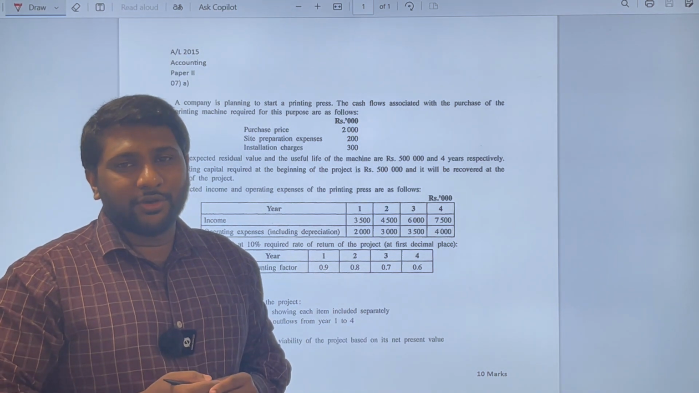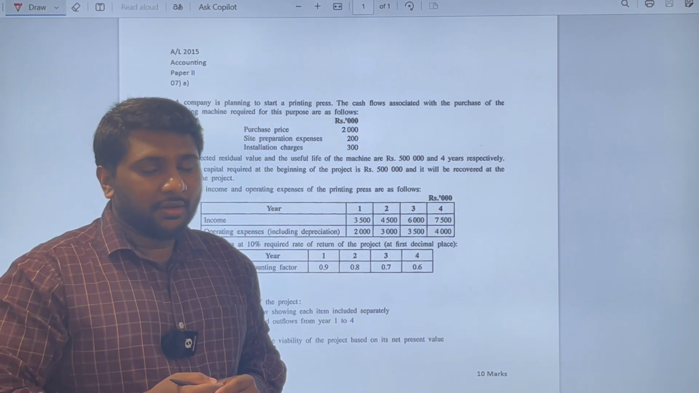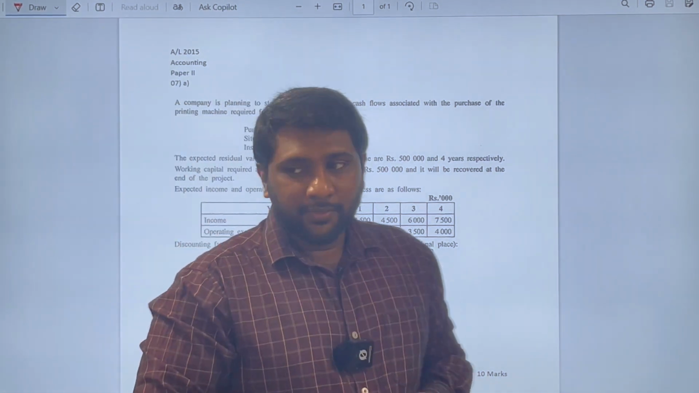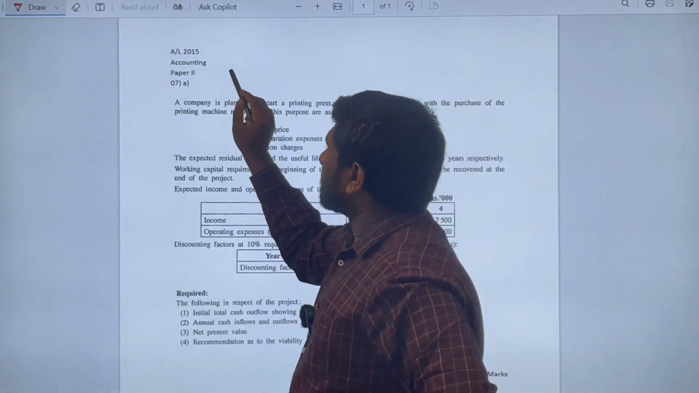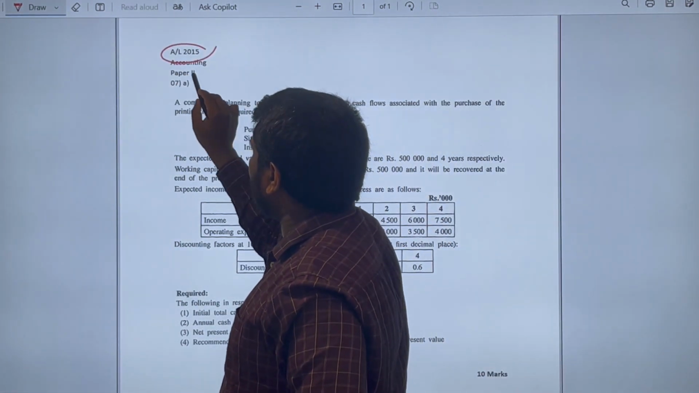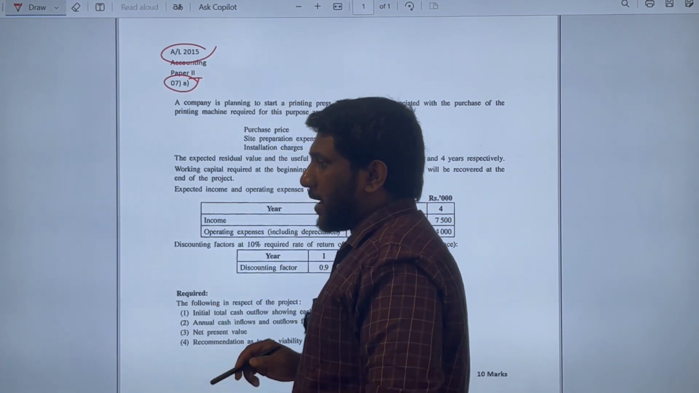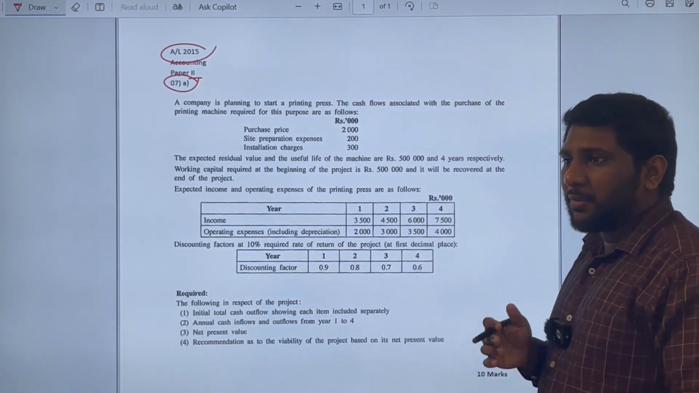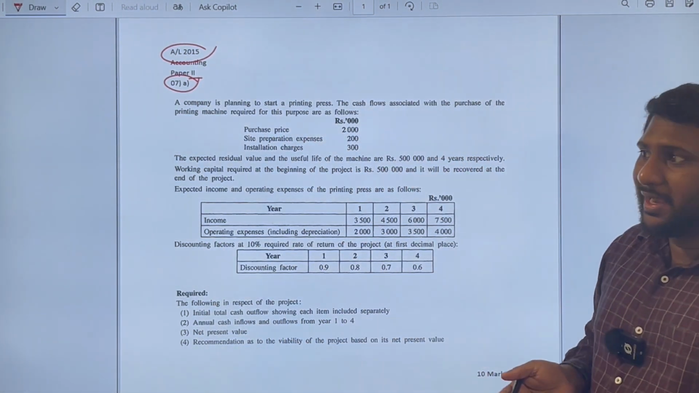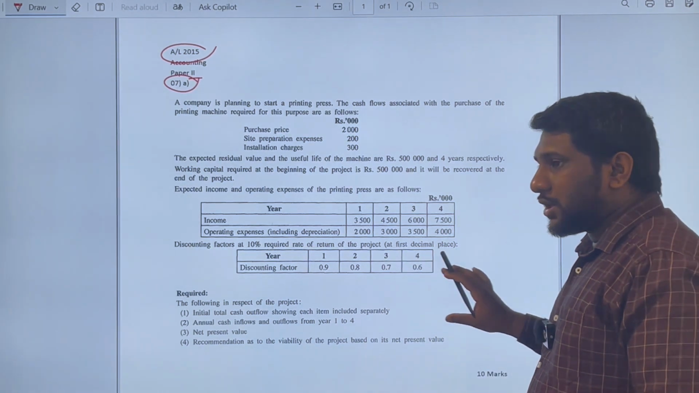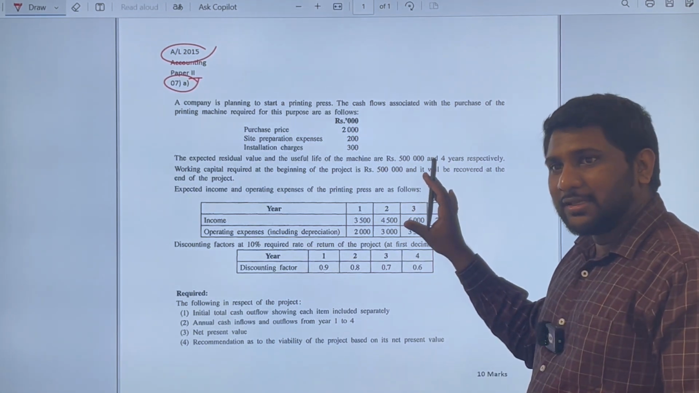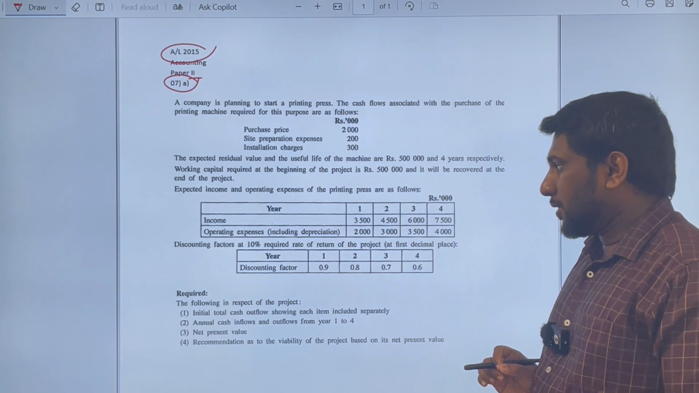Hi everyone, today let's do another past paper question from the area NPV. Today we are going to discuss 2015 accounting paper 2 question number 7 part A. For a 400 mark question, this particular question will count for about 10 marks. Let's go through the requirement first, then we'll read the scenario, then we'll get into the answer.